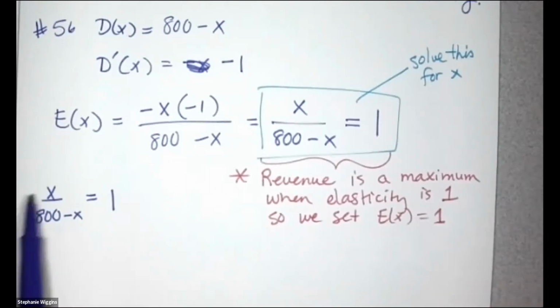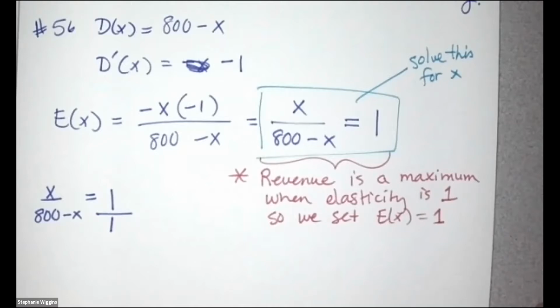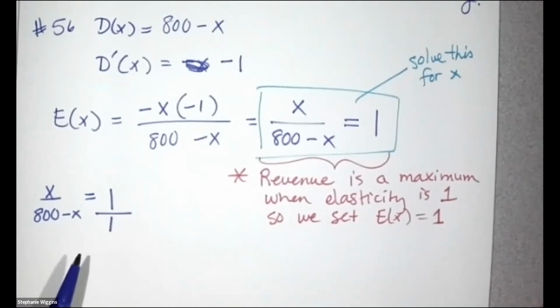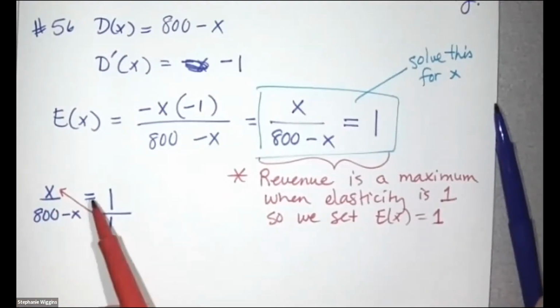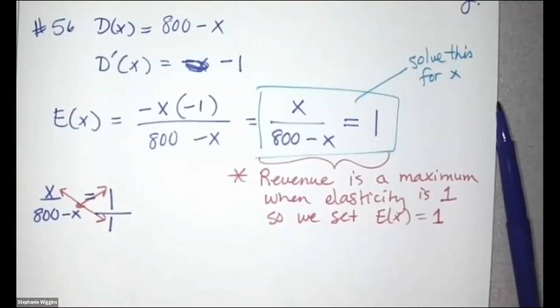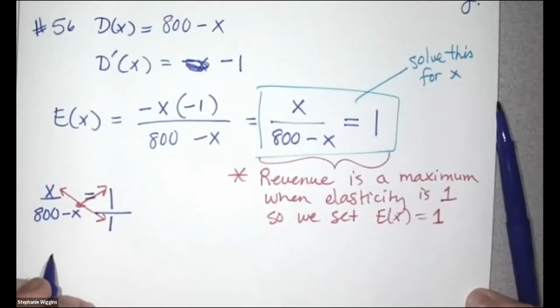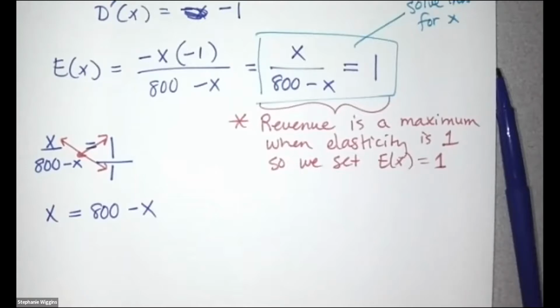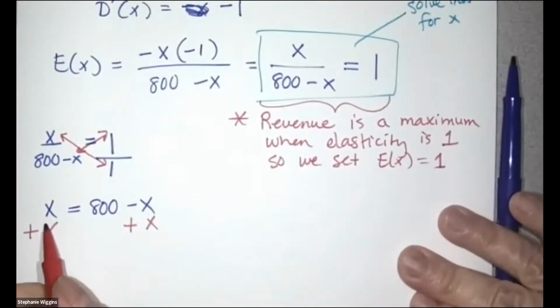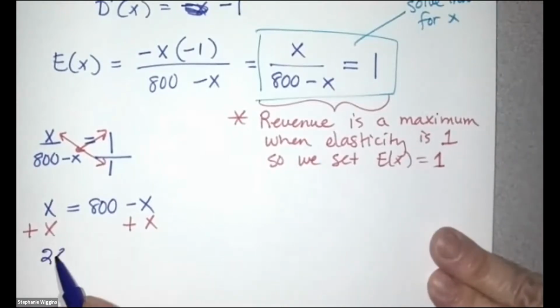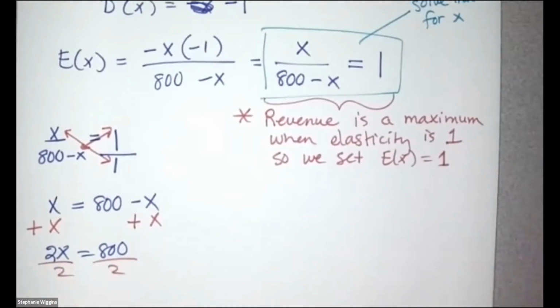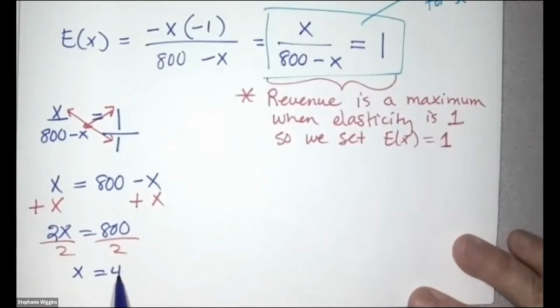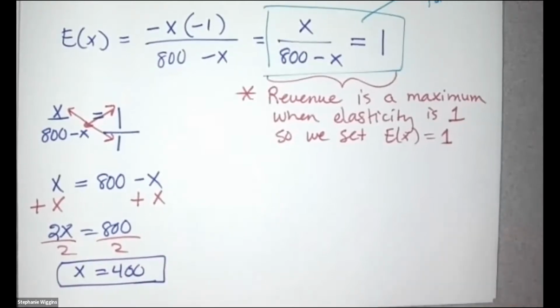Well, what screams out at me right there is cross multiply. 1 over 1 is 1, and so I'm going to cross multiply. So I'm going to take x times 1 is equal to 800 minus x times 1. So in other words, x is equal to 800 minus x. This is an easy equation to solve. I just add x to both sides, and I get 2x equals 800. Dividing both sides by 2 gives me x equal 400. So there's my answer.